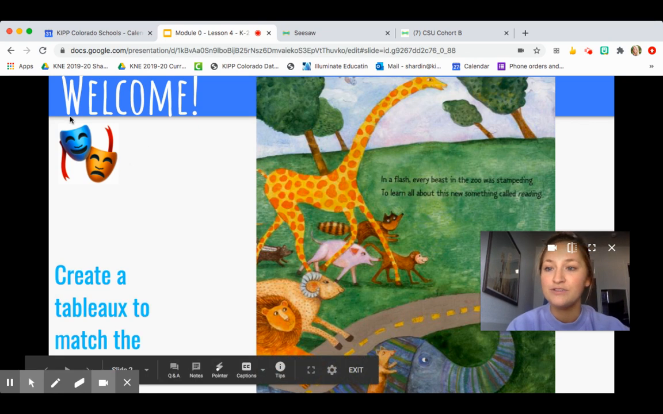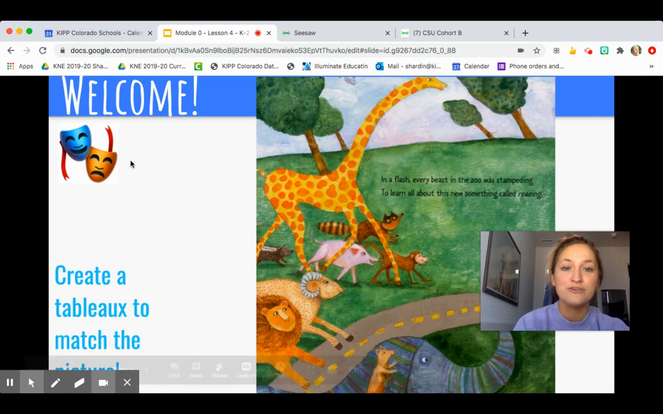So anytime that you see these two masks emoji, that means that you are going to act it out by creating a tableau. So I'm going to show you how I would create a tableau for this first page, and then you're going to get the chance to make your own. And towards the end of the lesson, you will be able to submit a tableau on Seesaw as well. And so first, we're going to act out this first page.